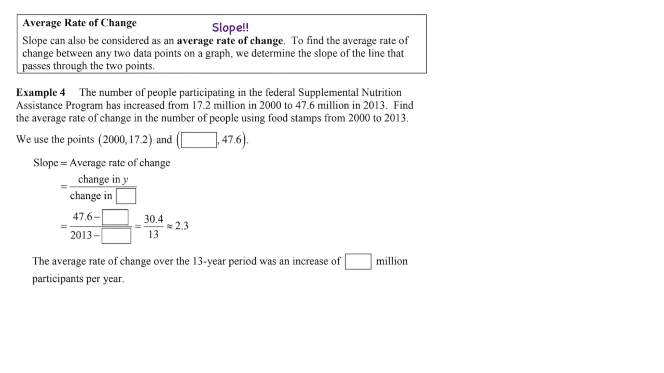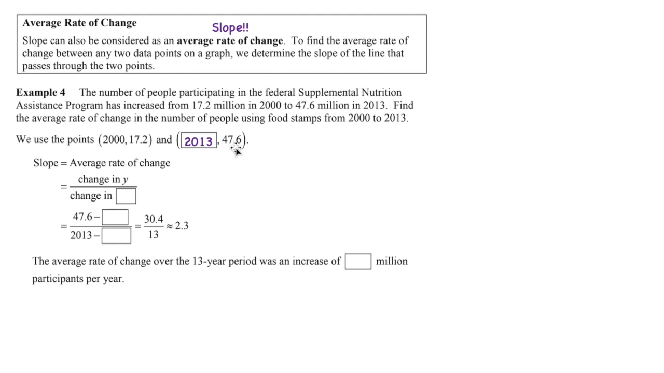The number of people participating in the Federal Supplemental Nutrition Assistance Program, also known as SNAP, has increased from 17.2 million in 2000 to 47.6 million in 2013. Find the average rate of change in the number of people using food stamps from 2000 to 2013. We have two points here: the year 2000, when there were 17.2 million people, and 2013, when there were 47.6 million.